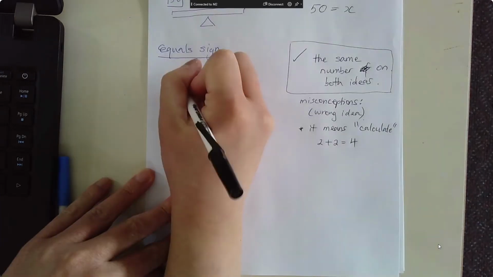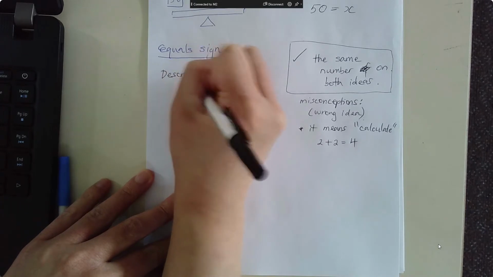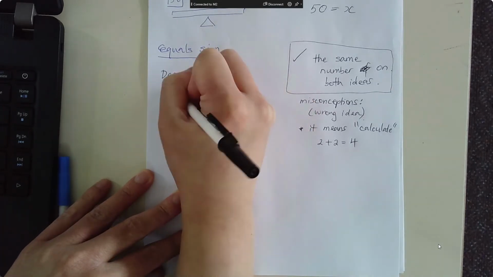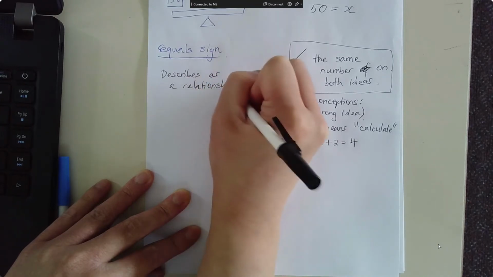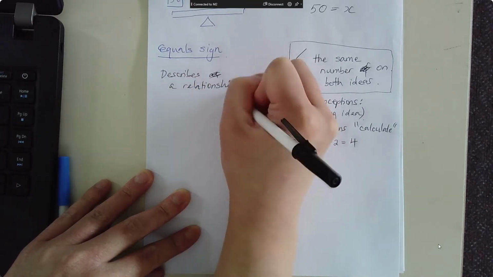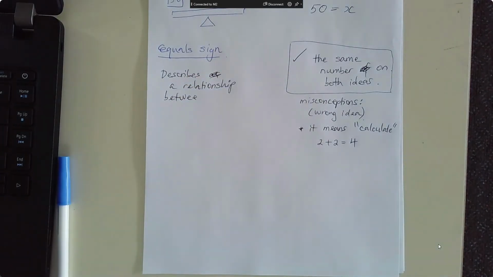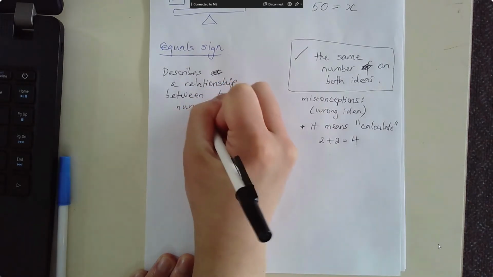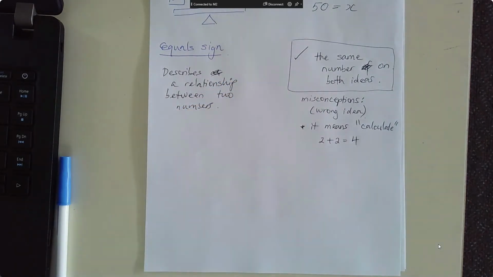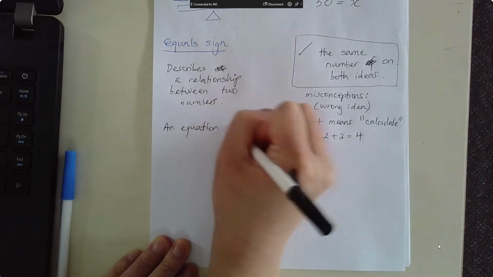Alright, think of the equal sign as a relationship. Not a relationship between two lovers, but a relationship between two numbers which have the same value. Okay, an equation can be true or false.